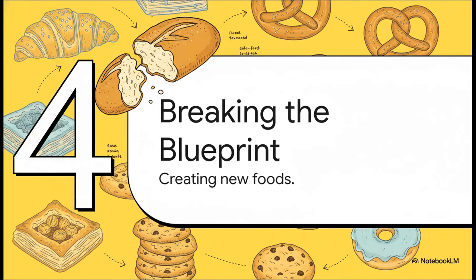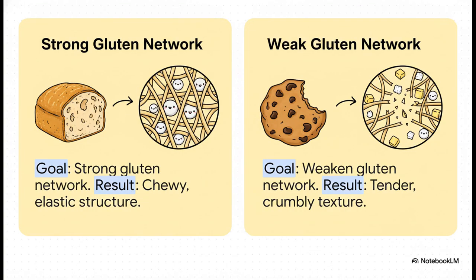Okay, so we've just mastered the blueprint for bread, but this is where it gets really, really fun. Because once you understand the blueprint, you can understand almost any other baked good just by looking at how it intentionally breaks those rules. And this comparison right here says it all. For bread, the number 1 goal is to maximize gluten. You want it strong, you want it elastic. But for something like a biscuit or a cake, you want the exact opposite. Your goal is to weaken the gluten network.